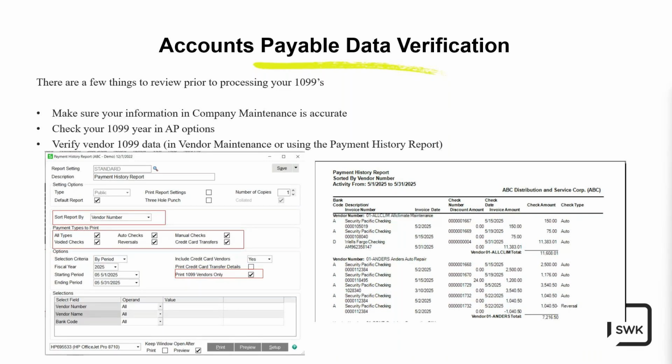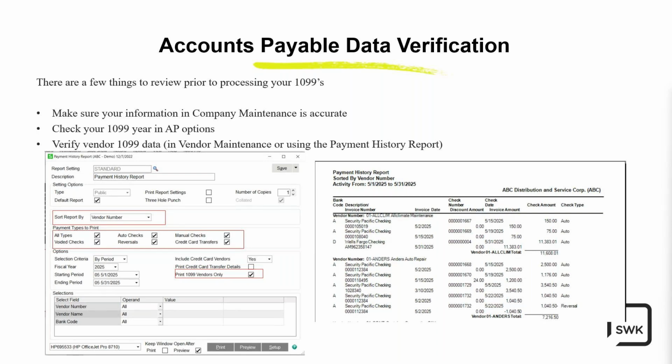And then, of course, you'll want to verify your 1099 data in vendor maintenance. So you can go through vendor maintenance and you can look at the data for your 1099 vendors, which might be useful if you only have a few. But if you have a lot, you could also use the payment history report. You can run that by 1099 vendors only. You'll see in my screenshot on the left there. So you can say print 1099 vendors only, and you can get little totals that way to make sure that when you run your 1099s, they're accurate.